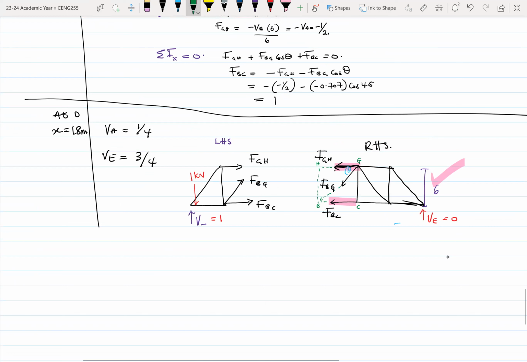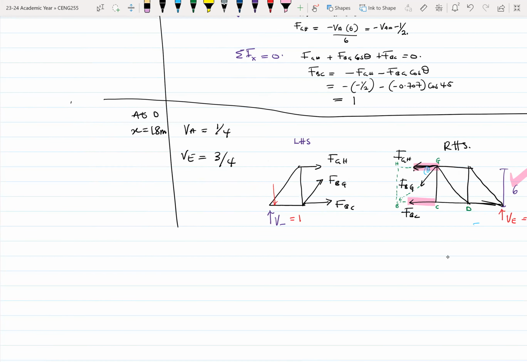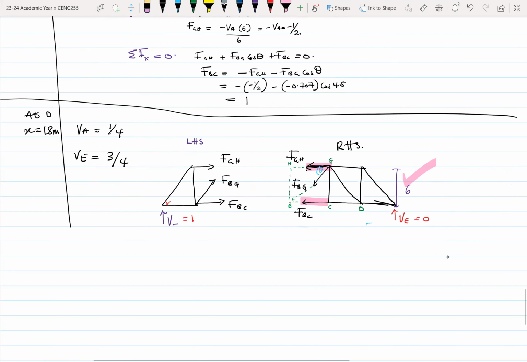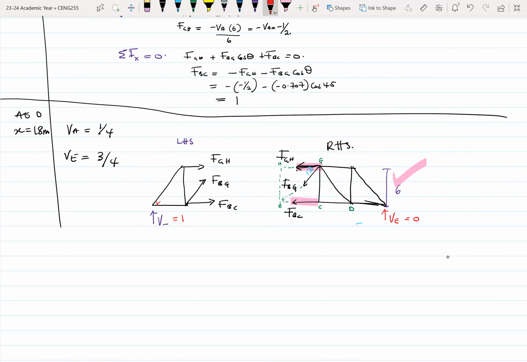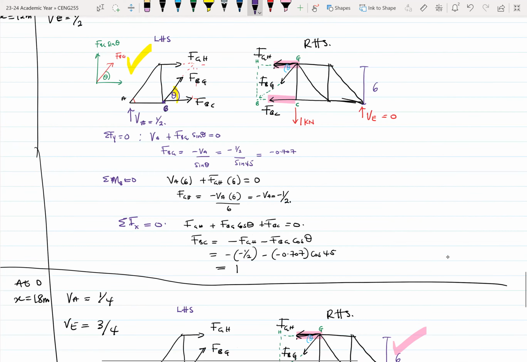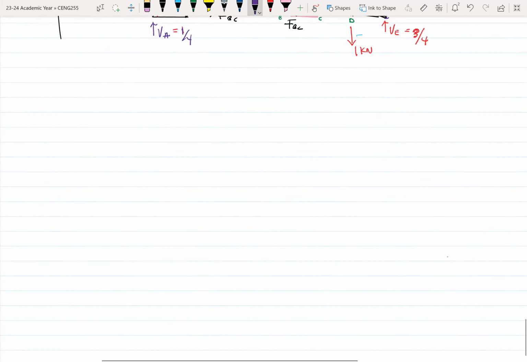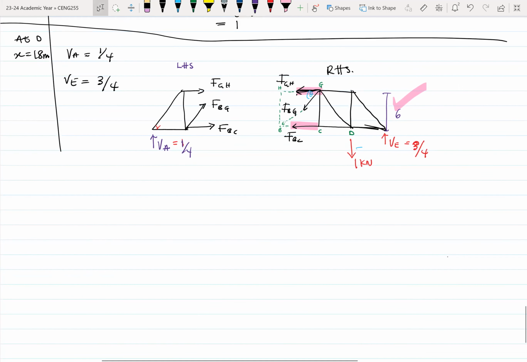So this is D. Our 1 kilonewton load is no longer at C, but now it has moved to D. So this is 1 kilonewton, right? VE is 3 over 4, and VA is 1 over 4. This is supposed to be half. All right. So this is what you have.